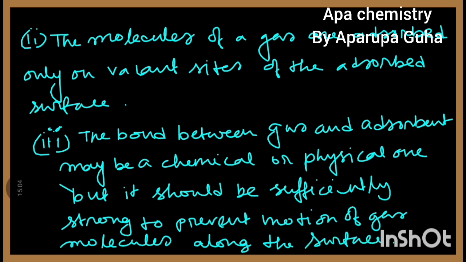Okay, so the bond between the gas and adsorbent may be chemical or physical one. Maybe chemical interaction, maybe physical interaction, but it should be sufficiently strong to prevent motion of gas molecules. Why? Because there should be product formation there. There should be close proximity of gas molecules with the surface. If that is not so, then a new product will never be produced. Okay, clear? Next.